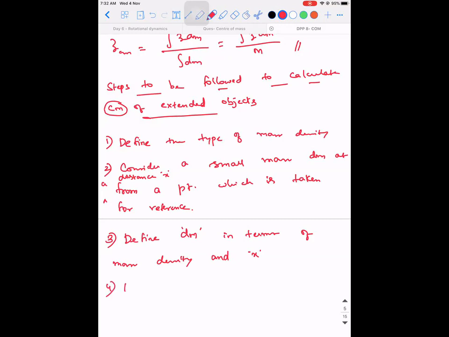Fourth, apply formula, integrate with proper limits. So this is also like applications of integrals.